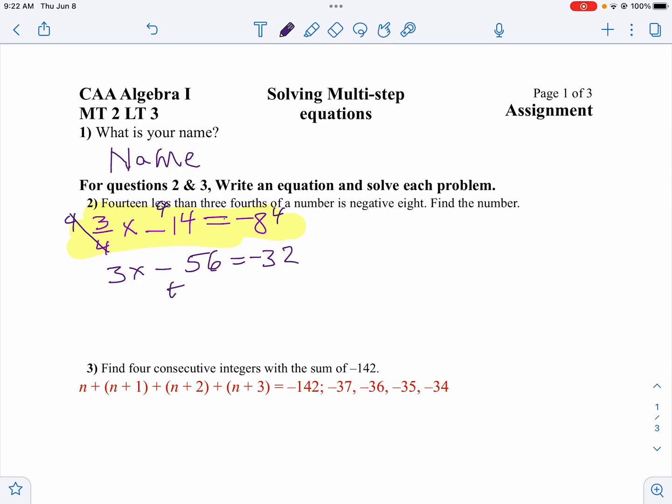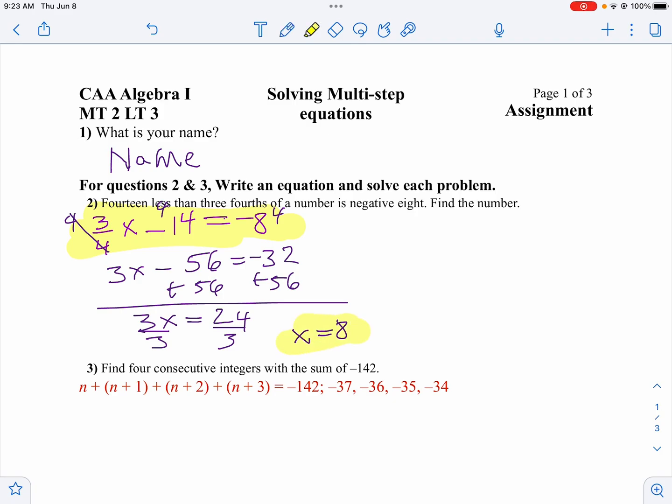Now let's add 56 to both sides, because the inverse operation of subtracting is adding. So we get 3x equals, and let me see, a positive and negative we subtract, so 6 minus 2 is 4, and 5 minus 3 is 2. Divide both sides by 3. X will equal 8. And there's the second part of your answer. You need to show your work. Just writing down the answer will not give you credit.